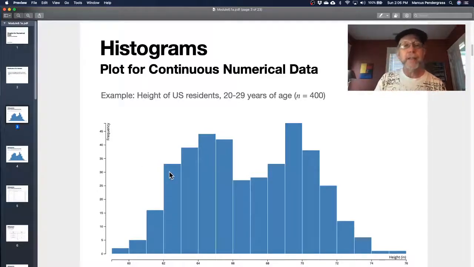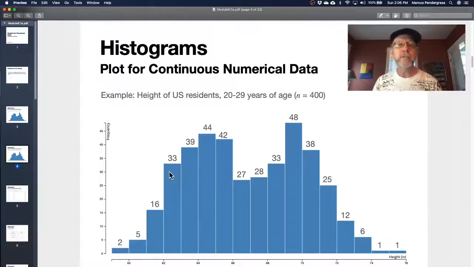In fact, I've gone ahead and labeled the bars in this histogram with those frequencies. And so for each range of values, you can see the number of observations, the number of individuals in the sample who had heights in that range. So 2 individuals had heights between 59 and 60 inches. 5 individuals had heights between 60 and 61, and so on. So this is a graphical representation of the distribution of the variable height in this sample of 400 individuals.